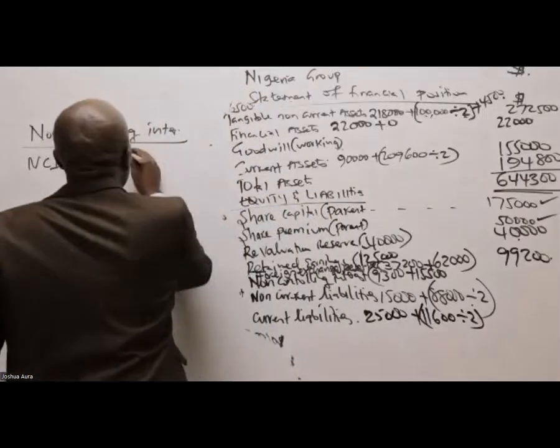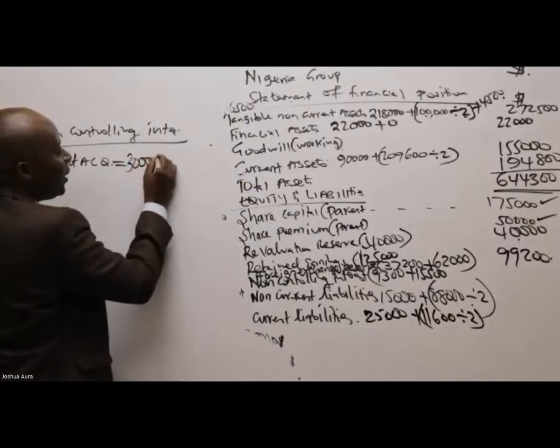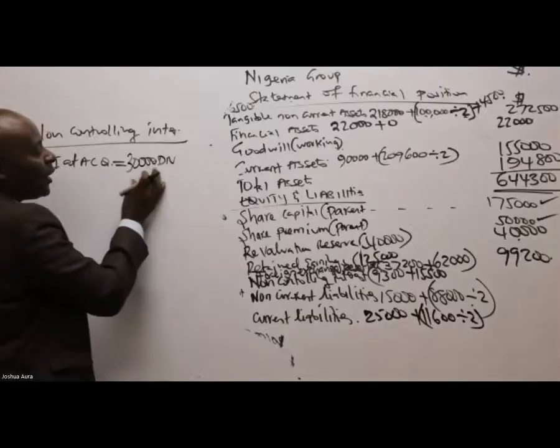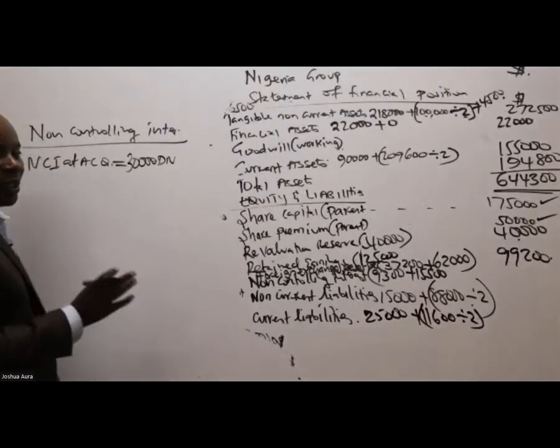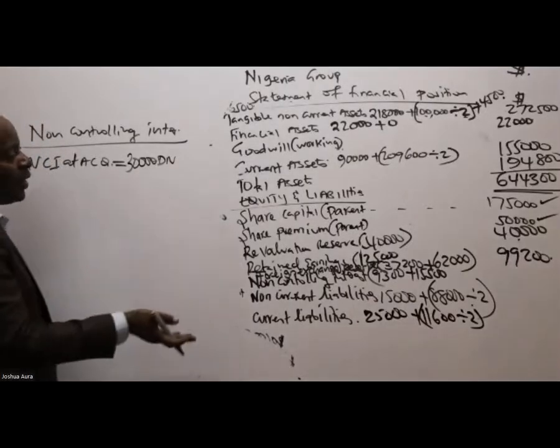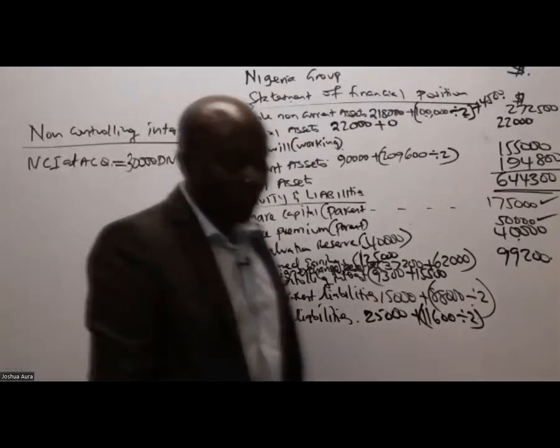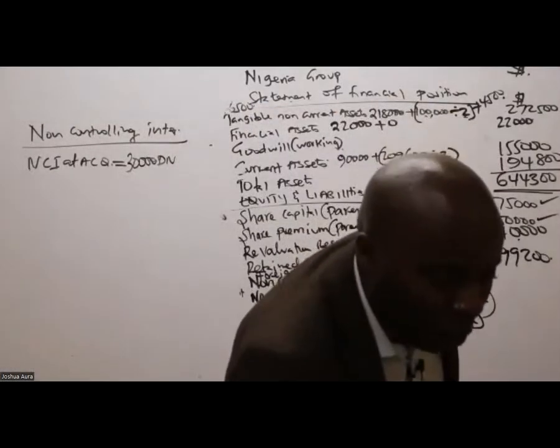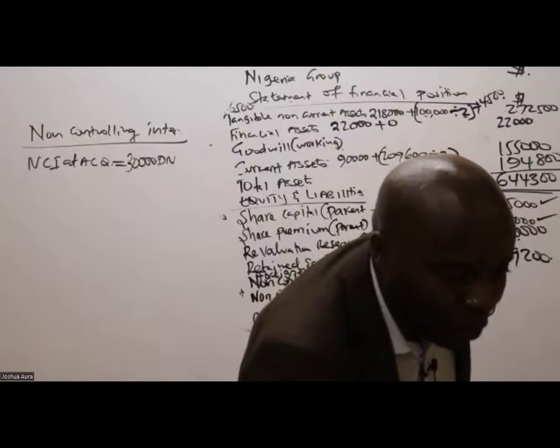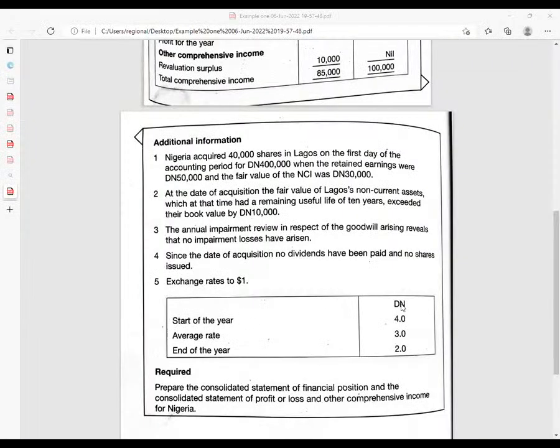But now remember that this 30,000 is in foreign currency, DNs. I need to retranslate this. So can somebody tell me? Of course, I know I'm dividing. So what should I divide this with? Should I divide with 2 or 4 when I'm retranslating here? It can't be the end of the year. It has to be at the start of the year when I was acquiring.